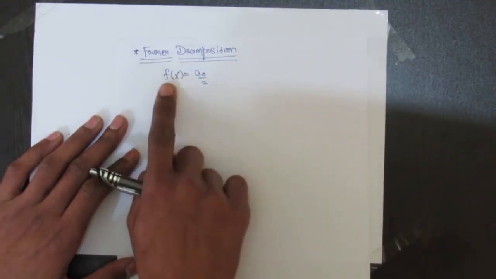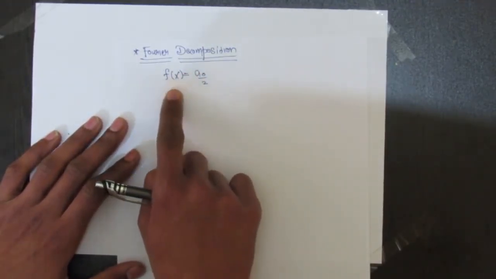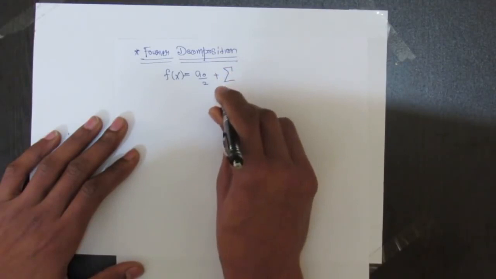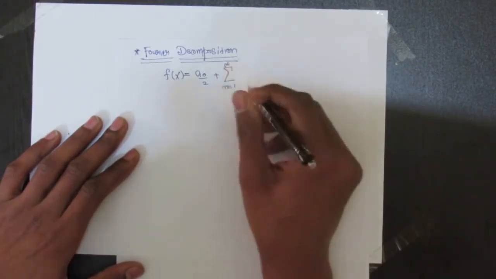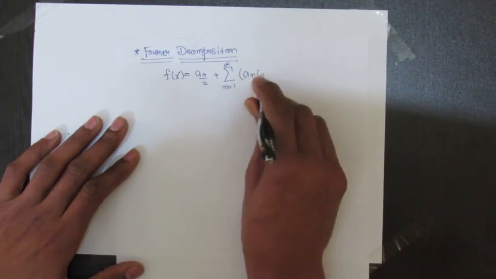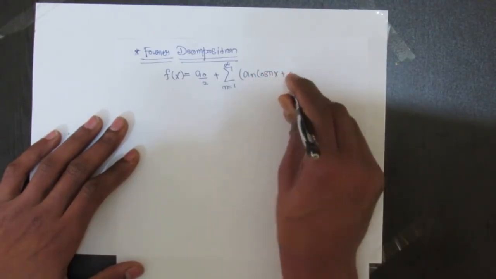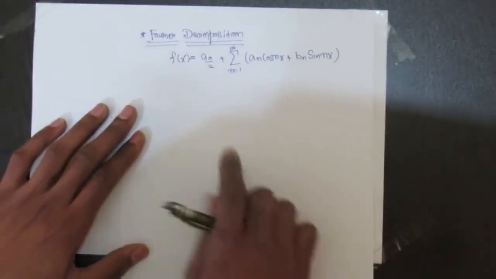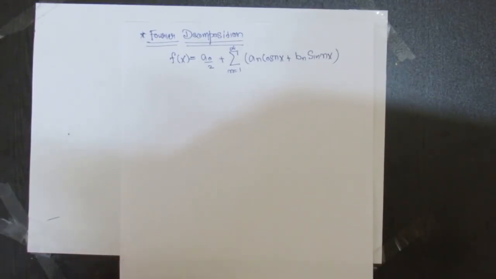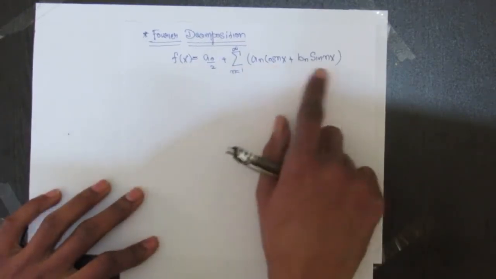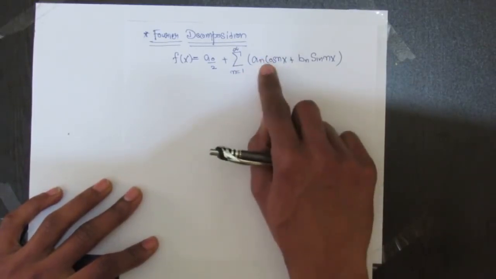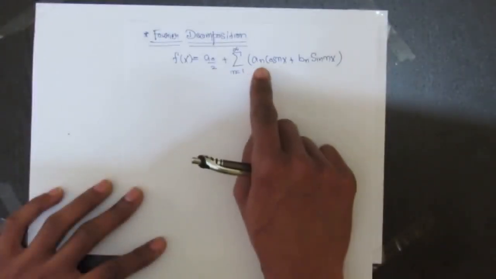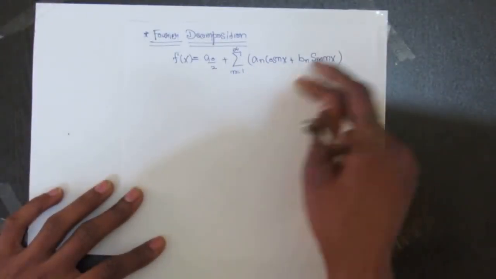If your f(x) is any random function depending on the spatial coordinate x, you can write this function as a0 divided by 2 plus a summation going from 1 to infinity of an cos nx plus bn sin nx. So, as you can see, I have written this function f(x) as a sum of sines and cosines. For example, for n equal to 1, you have a1 cos x plus b1 sin x. For n equal to 2, you have a2 cos 2x plus b2 sin 2x. So you can keep on writing.